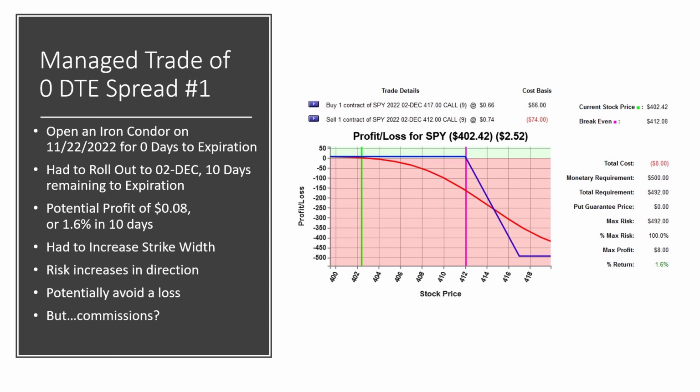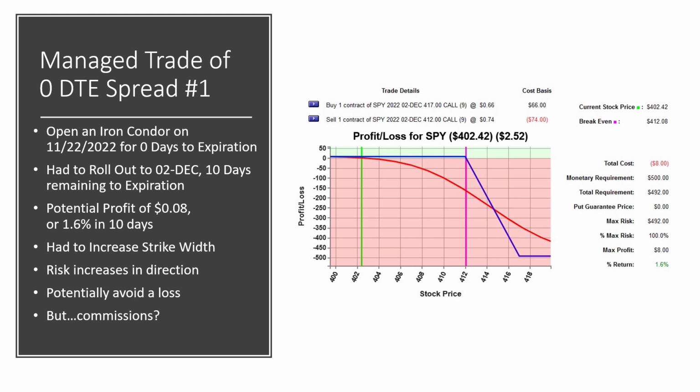Here's the new position out to December 2nd. We're reflecting a cost basis on the 417 call of 66 cents to account for the 36-cent loss we took on the initial Iron Condor, and taking in 74 cents for our 412 call out to December 2nd. Now maximum profit of only $8 or 1.6% for a 10-day trade. We have to wait till the 2nd of December, 10 days away from November 22nd.